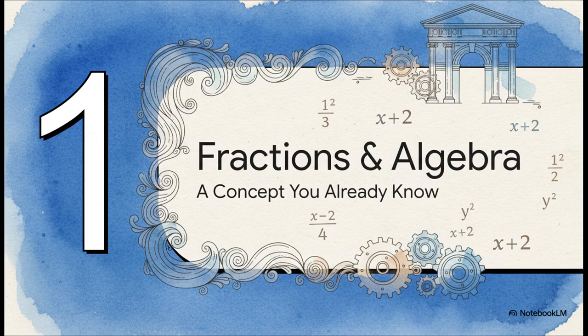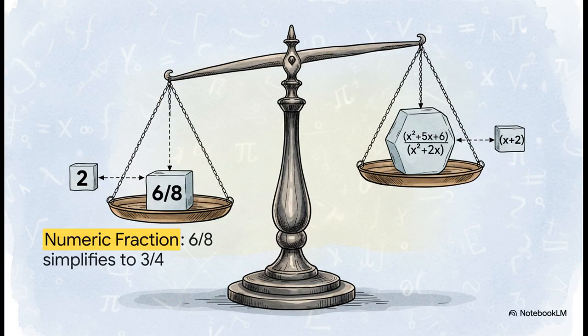The big secret to these things, it's not about learning a brand new skill. It's about applying a skill you already have to a new type of problem. You've been using this logic for a long, long time. This right here is the whole idea in a nutshell. Look at the left side, 6/8. We find the common factor, which is 2, and we cancel it out to get 3/4. Simple, right? Now, look at the expression on the right. It looks way more complicated for sure, but the logic is exactly the same. We're just finding a common polynomial factor and canceling it out. Same principle, just a different playing field.